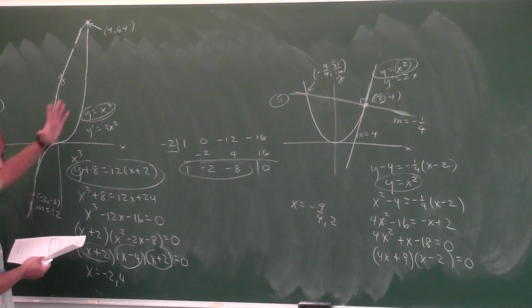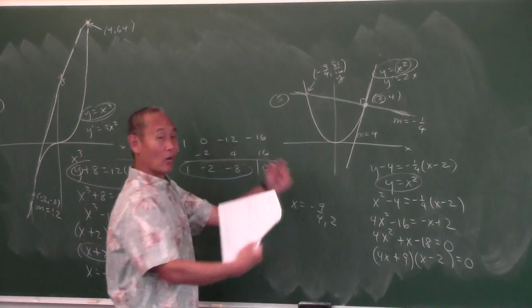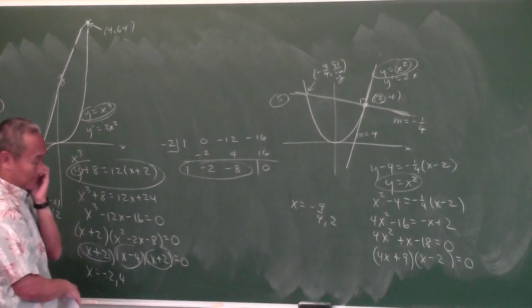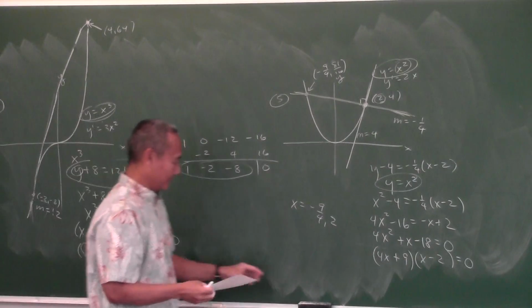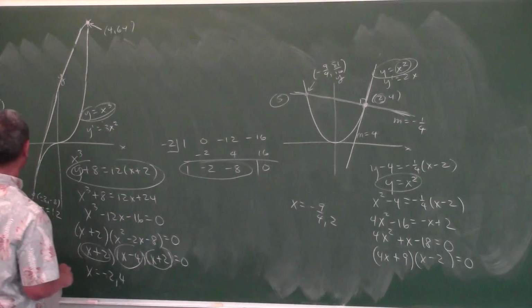So one of these is on the test. Where does the tangent line intersect the curve? Or where does the normal line intersect the curve? I don't know. It's just algebra, basically.